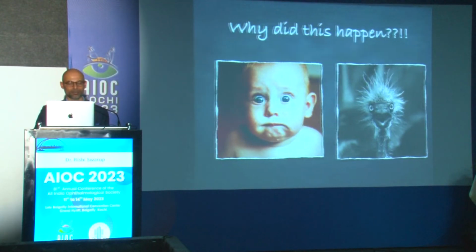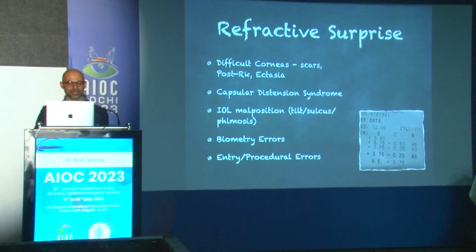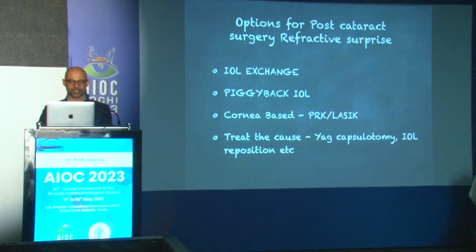So, it's important to do some basic tests, go back and check your IOL calculation, see if there have been some entry errors or if you used the wrong mode or something else has gone wrong. Usually, check whether the lens is in place, whether it's tilted, is there phimosis which has moved the effective lens position, whether there's a capsular distension syndrome, is there viscoelastic behind the lens, etc., and some difficult cases where you do expect surprises like scars, post-refractive, ectatic corneas, etc.